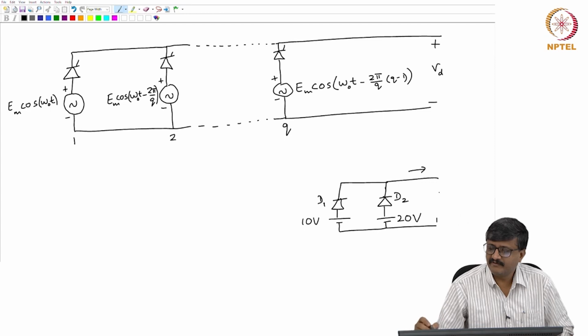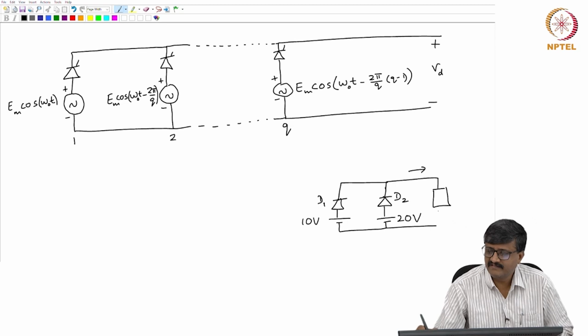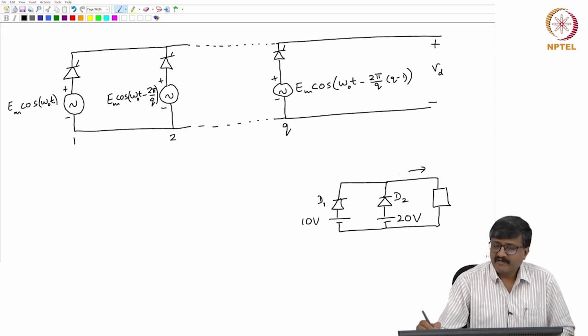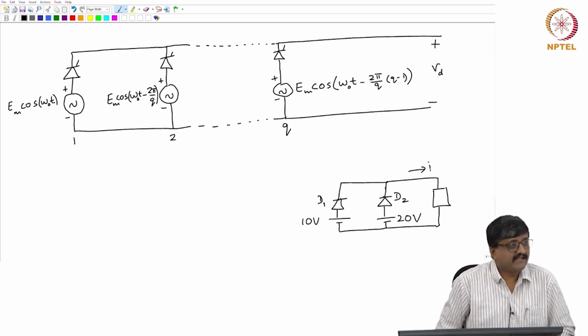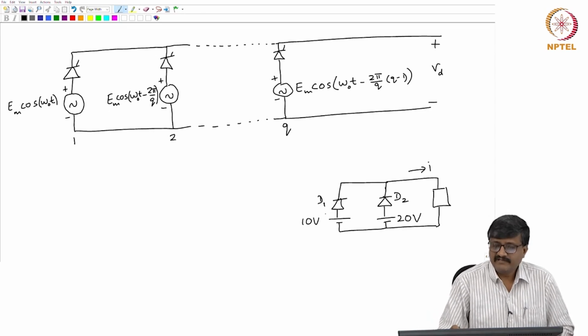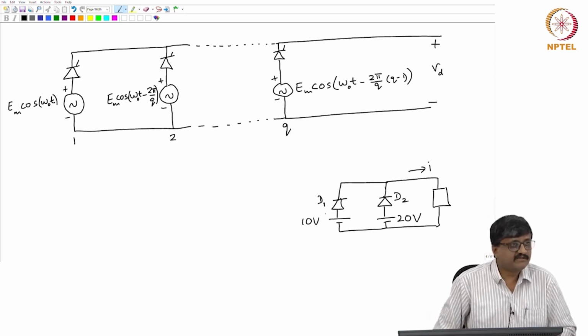So, if I connect something on the DC side and some current flows, of course, both are DC sides. For the sake of simplicity, I took DC voltages instead of AC. Suppose I connect something across these 2 terminals, some load, say a resistor, okay. So, if some current I flows here, then whether D1 conducts or D2 conducts or both conduct or none conducts.